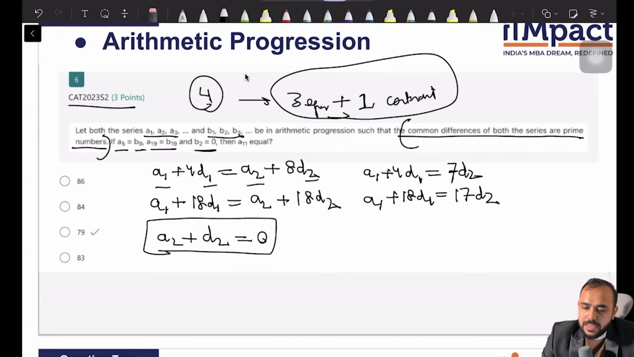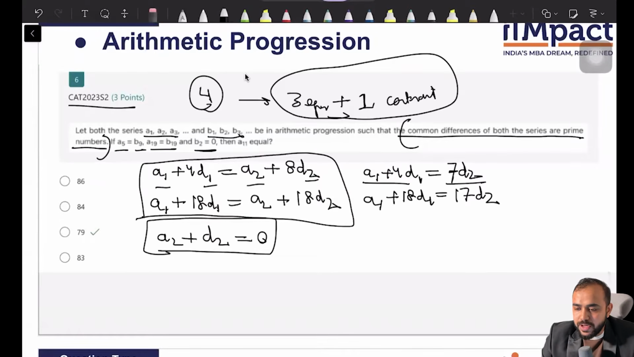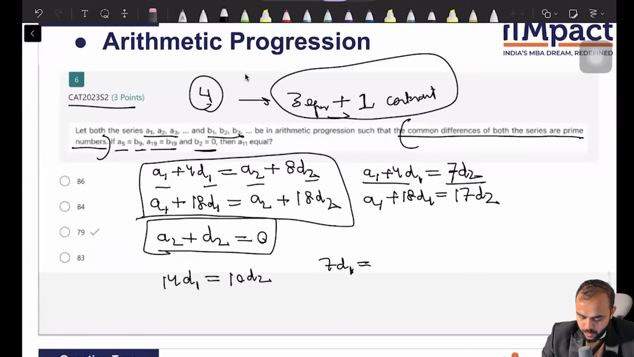All right. Now, in this particular step, it is getting tricky because if I divide these two, I have not yet really used the fact that D1 and D2 are prime numbers. So we can instead focus on this aspect that I can actually remove A1 and A2 and find a relationship between D1 and D2. If you subtract these two equations, you will get 14D1 is equal to 10D2, or 7D1 is equal to 5D2.